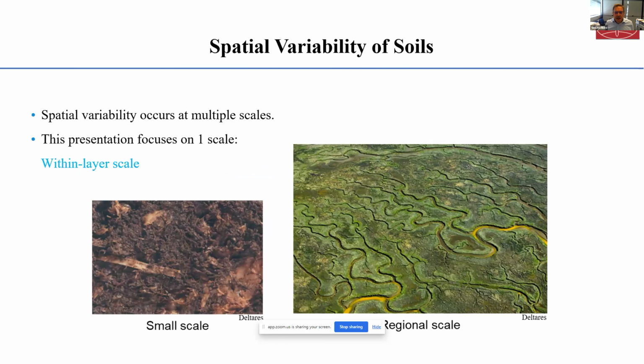Now in this presentation, I'm going to focus on the uncertainty which is due to the spatial variability of soils. And as we know, spatial variability occurs at multiple scales, from the very, very small scale, such as shown in the left-hand picture here, of peat under the microscope, right up to the very large or regional scale, as you can see from this aerial photo of a delta on the right-hand side. But what I'm going to focus on in this presentation is one particular scale. I'm going to focus on spatial variability within a single soil layer, within a so-called uniform layer.